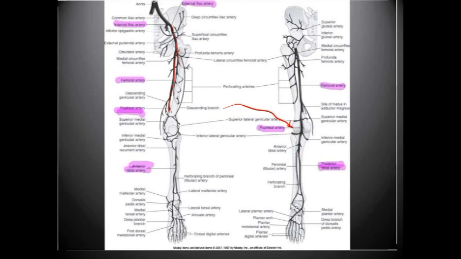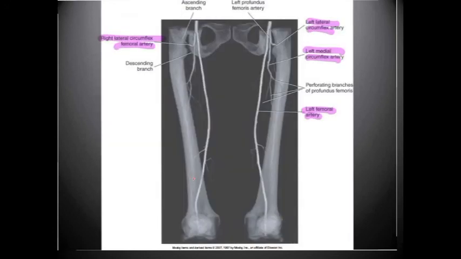It becomes the tibial and the fibular artery. As we can see, the tibial artery is very large, while the fibular remains very small. And we can see this course out here to supply the lower portion of the leg.